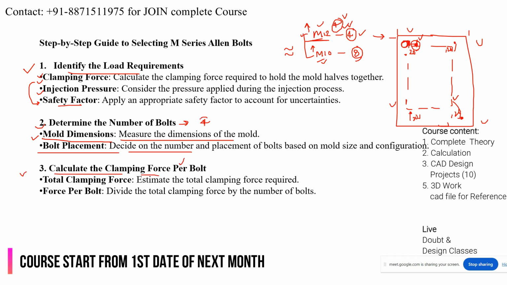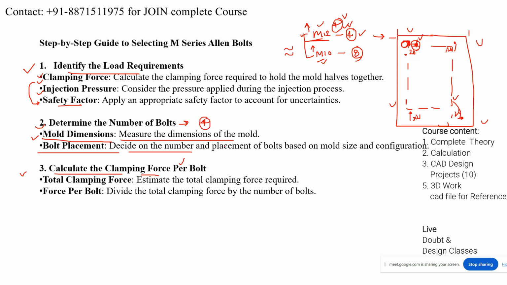Third one is to calculate the clamping force per bolt. For example, if you are selecting 4 bolts for the mold, the number of bolts is 4, so we have to calculate how much clamping force is required per bolt, right or wrong. So in the third step, you can see that we have calculated the total clamping force, and that total clamping force we have to divide by the number of bolts. Okay, so you will get the force per bolt. Is it clear? Yes. I hope you understood this, right?